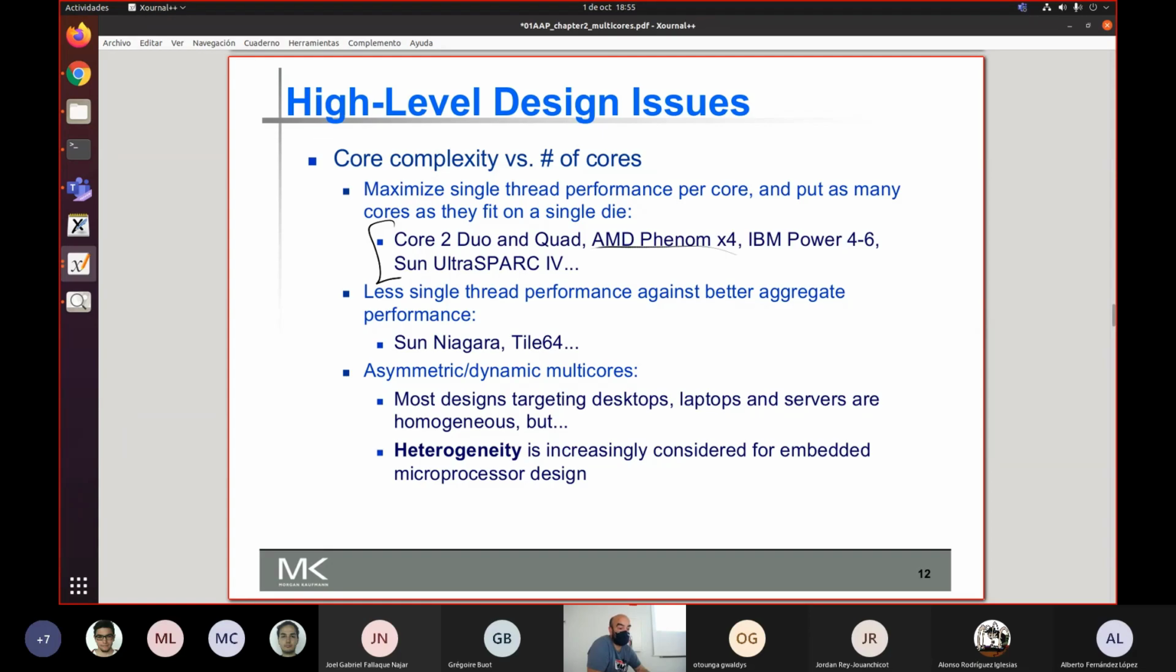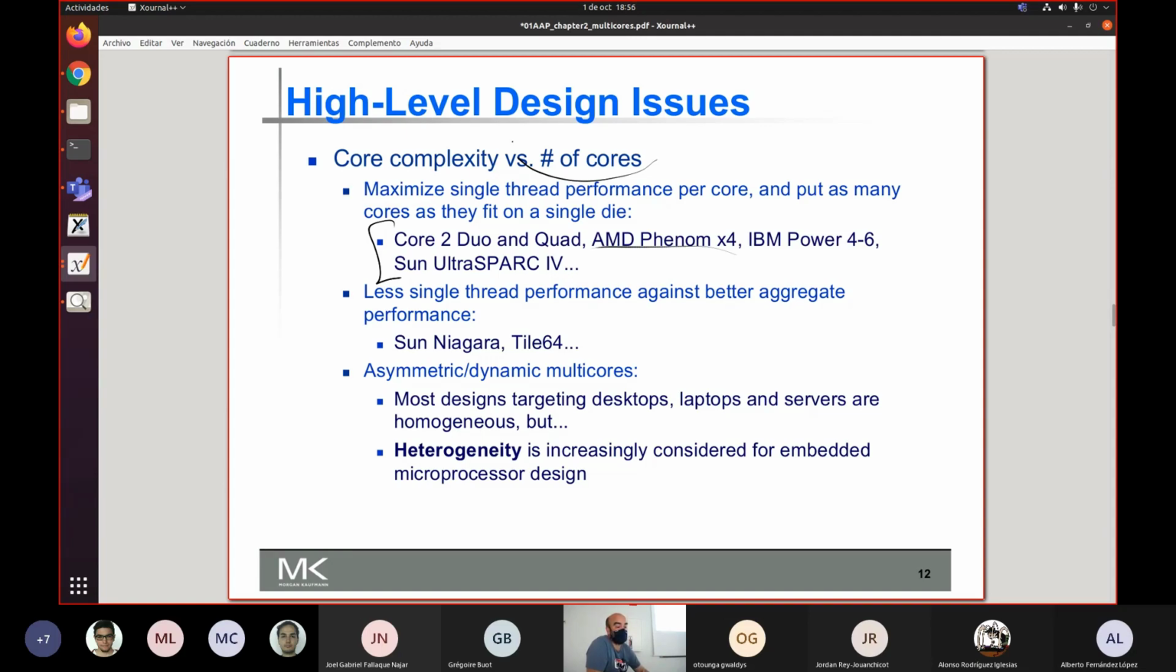But there is another approach, and it's to be more aggressive in the replication, in the total number of cores, but with simpler cores. And this is the approach followed by architectures like Niagara or Tile64.